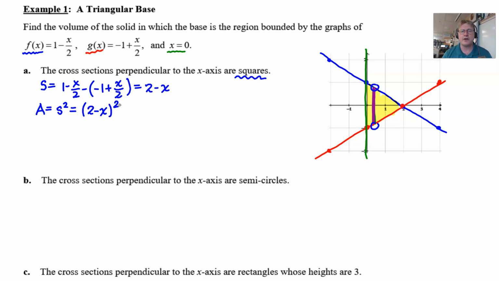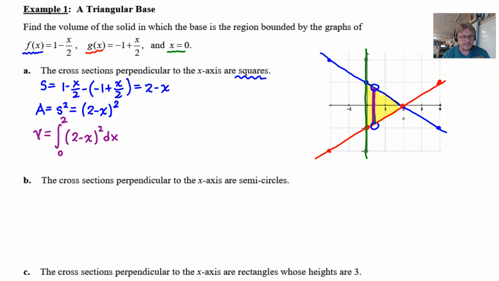And now all the hard part's done, because to find your volume, all that you need to do is integrate that area formula with respect to x and do so between the boundaries 0 and 2, because that's where we start at 0 and that's where we end at 2. In fact, every one of the problems in this example are going to be set up with those same limits of integration.